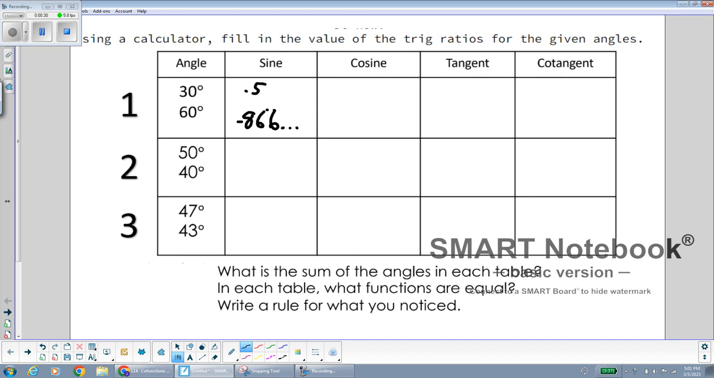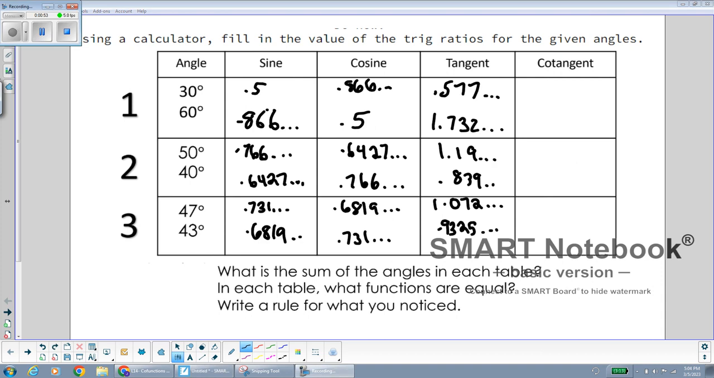I'm going to type in cosine of 30 degrees and I get 0.866. I'm going to type in cosine of 60 degrees, and there are more decimal places after, and I get 0.5. Please pause the video. I'm going to pause the video as well and fill in the rest of the chart using your calculator. So I filled in my chart except for cotangent.